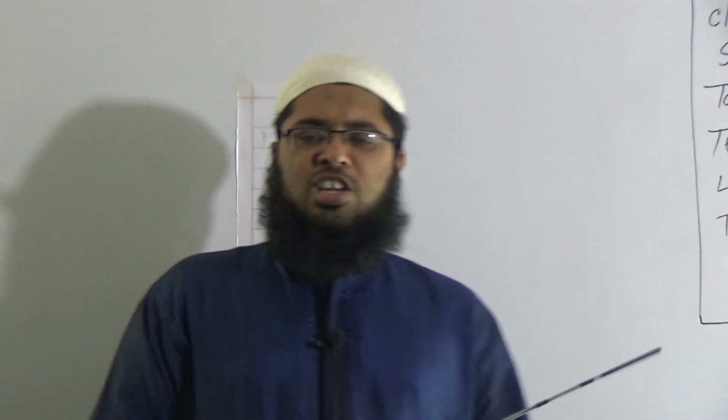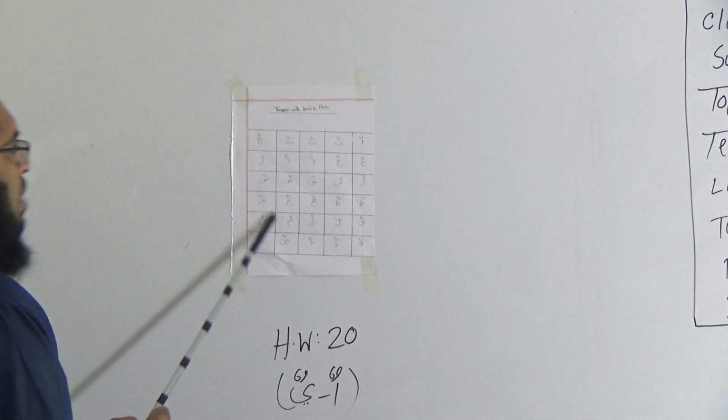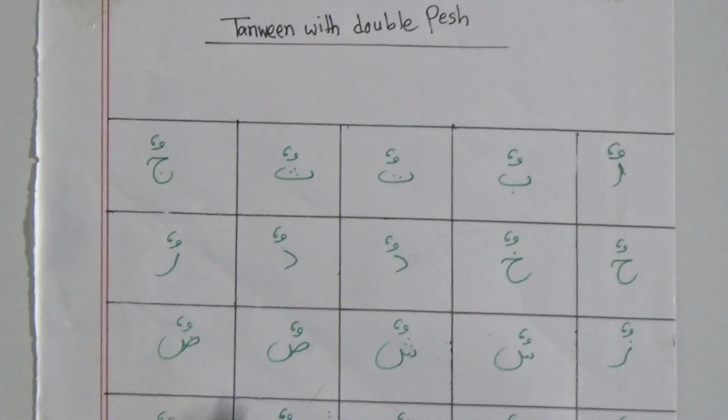My dear students, inshallah, today we will learn Arabic alphabet Tanween with double Pesh. You know that today is our revised class. We have already learned how to read and how to write Tanween with double Pesh. Today we will again learn how to write and how to read Tanween with double Pesh. So let's start. At first, look at the board. Here I have written 29 Arabic alphabet with Tanween, that means with double Pesh.